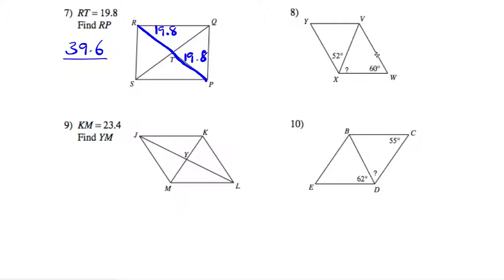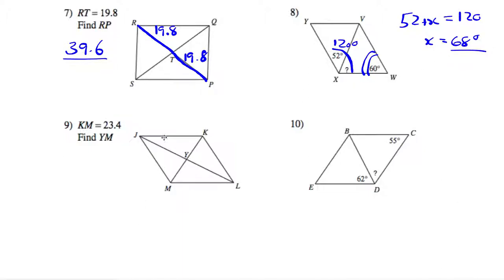Now for number 8, if this is equal to 60, then this angle must be supplementary. So this is 60. So then this angle must be 120 degrees. So that means that 52 plus that unknown portion, which we can call x, is 120. So x is equal to 68 degrees.